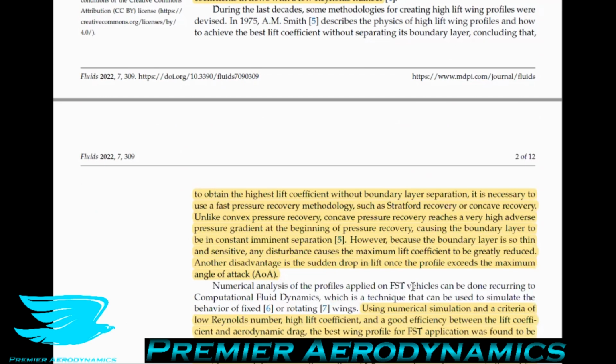So to obtain the highest lift coefficients without boundary layer separation, it is necessary to use a fast pressure recovery method, such as a Stratford recovery or concave recovery. Unlike convex pressure recoveries, concave pressure recoveries reach a very high adverse pressure gradient at the beginning of the pressure recovery, causing the boundary layer to be in constant imminent separation. So what does this mean?